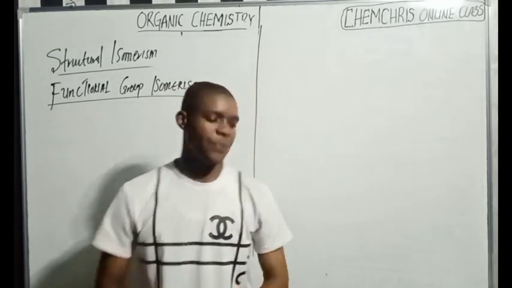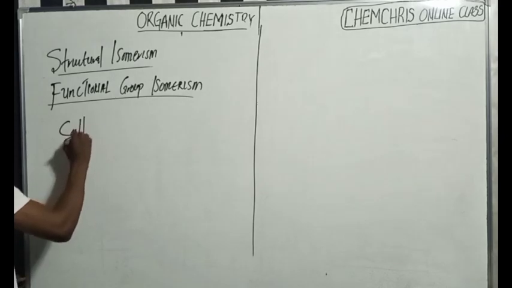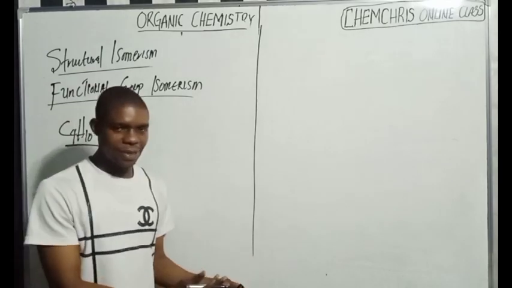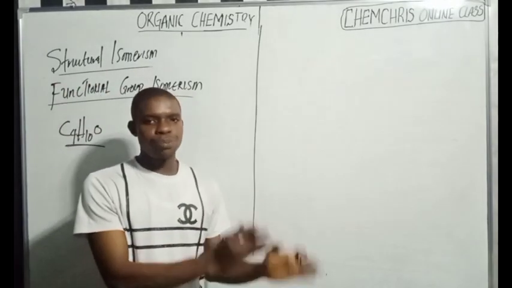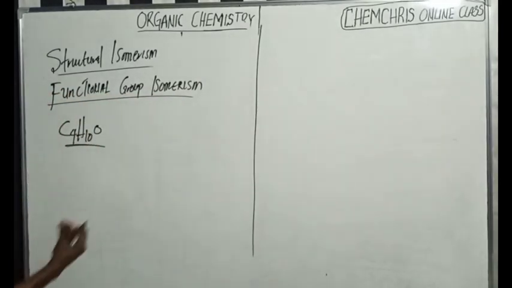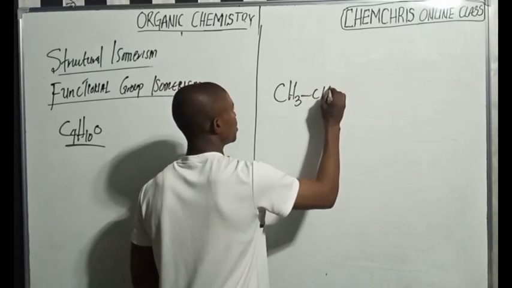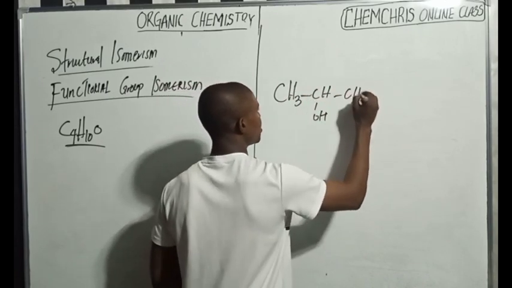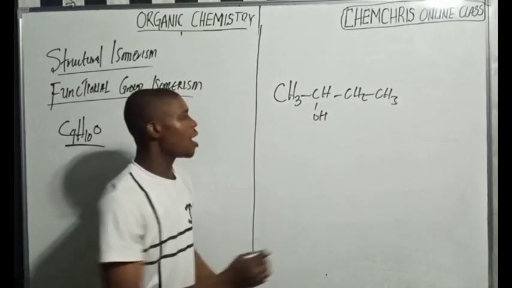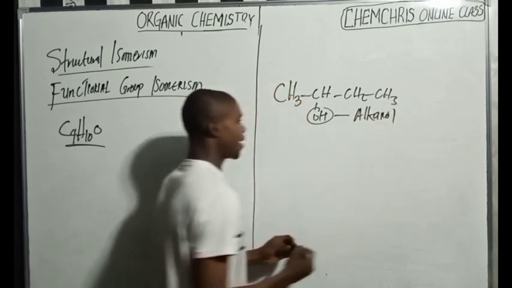Now let's take a good example here. We are still going to take C4H10O. Remember, we used this for positional isomerism. We have 1-butanol or 2-butanol. Now let's use that to get functional group isomerism. Here we have CH3, CHOH, CH2, CH3, right? The functional group here is called alkanol.